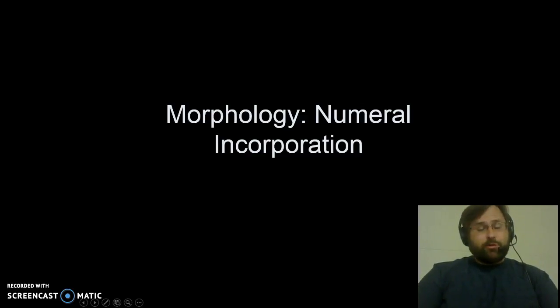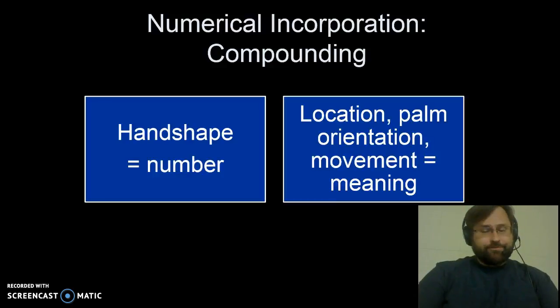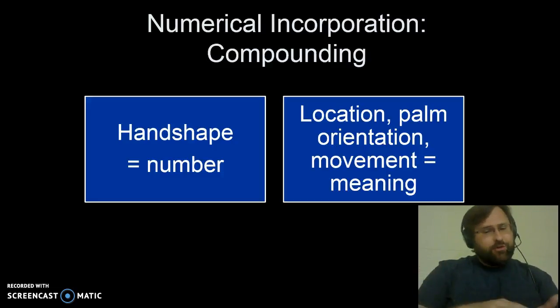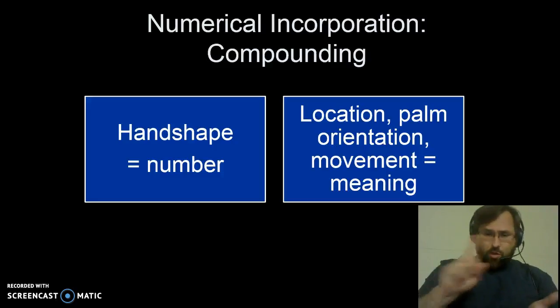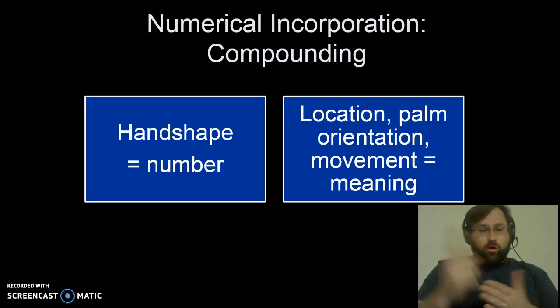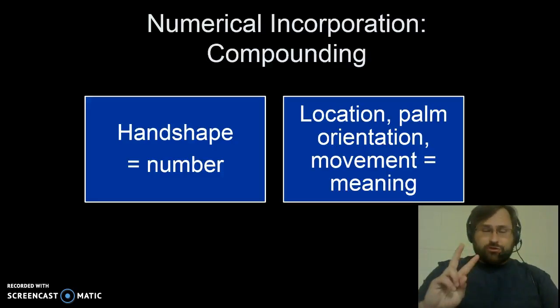As we continue to look at the morphology of numbers, we now come to numeral incorporation. Numeral incorporation is a particular type of compounding where the hand shape of a number is fused with the other features of another sign, so that you have this number 1 fused with the other features to sign 1 week, or 1 day, or 2 days, 2 months, 2 years old, at 2 o'clock.